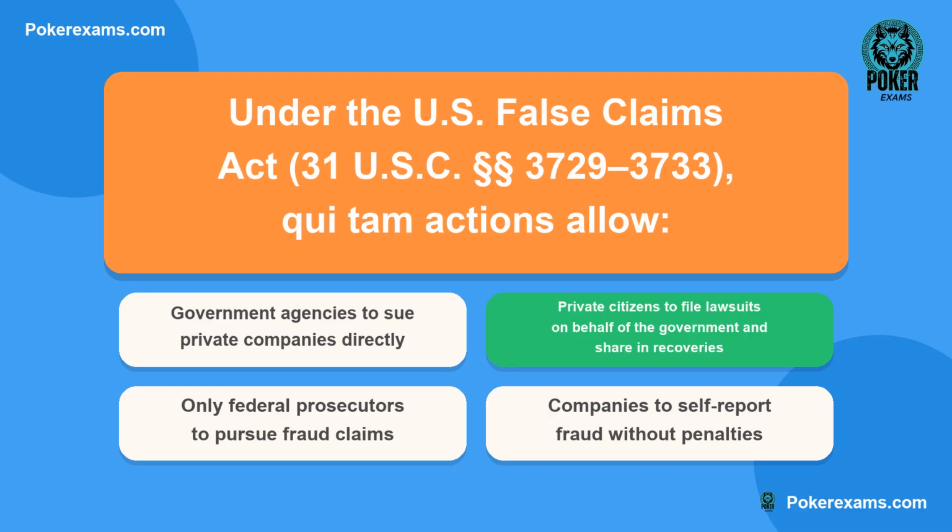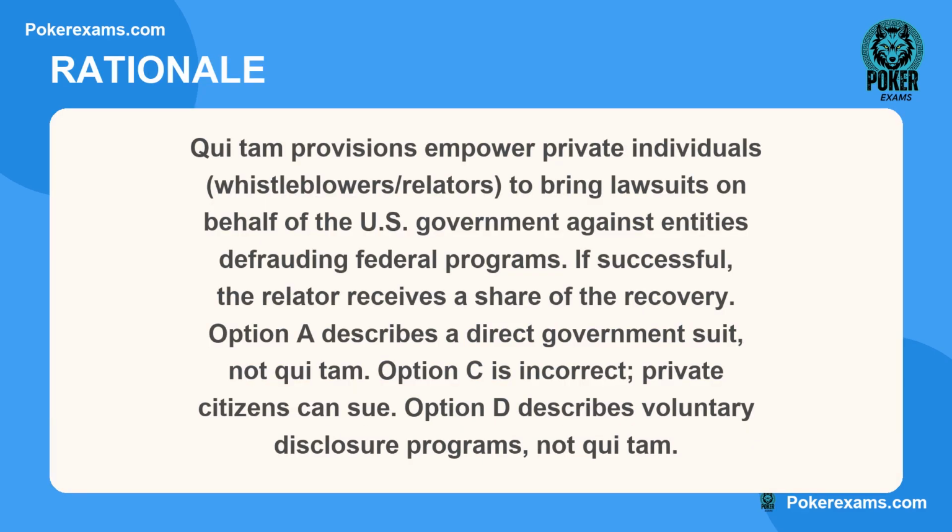The correct answer is B. Here is why. Qui tam provisions empower private individuals, whistleblowers or relators, to bring lawsuits on behalf of the U.S. government against entities defrauding federal programs. If successful, the relator receives a share of the recovery.